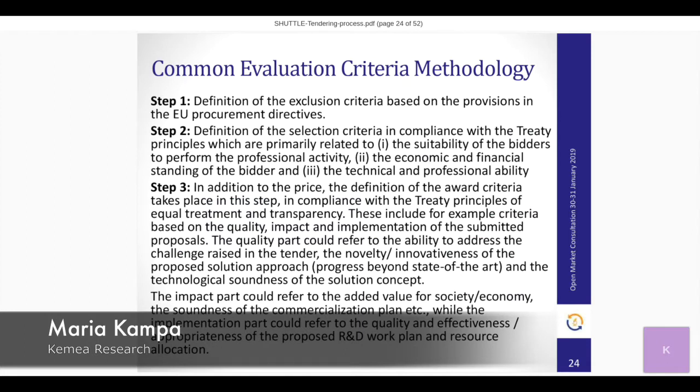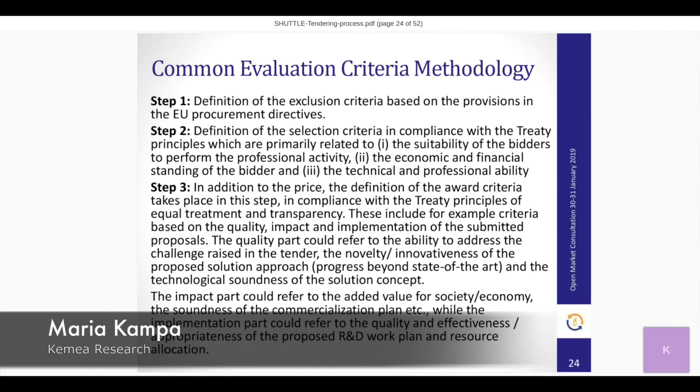So, the common evaluation criteria methodology that will be used has the following steps. First of all is the definition of the exclusion criteria based on the provisions in the EU procurement directives. The second step is the definition of the selection criteria in compliance with the treaty principles, which are primarily related to the suitability of the bidders to perform the professional activity, the economic and financial standing of the bidder, and the technical and professional ability.